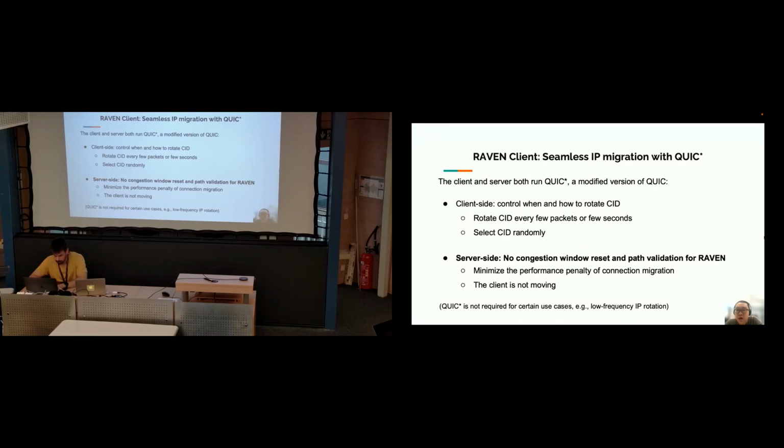More importantly, we remove congestion control reset and path validation for Raven-related migration. This greatly improves performance. Note that we only change the QUIC protocol and there is no need to change the client or server-side software. And QUIC Star is not required if the network only wants to achieve per connection ID and low-frequency IP rotation.